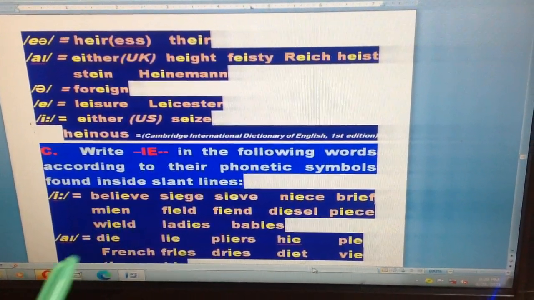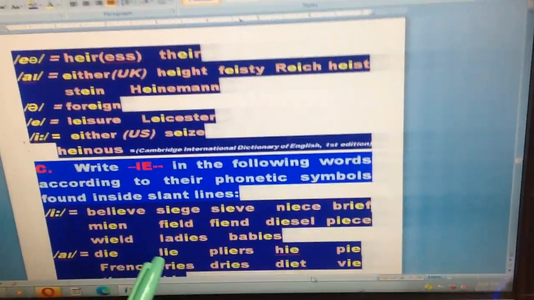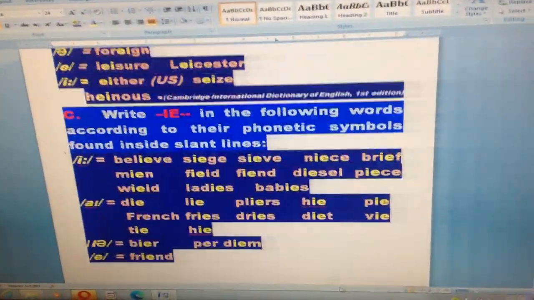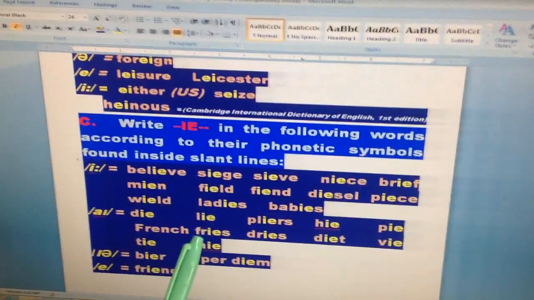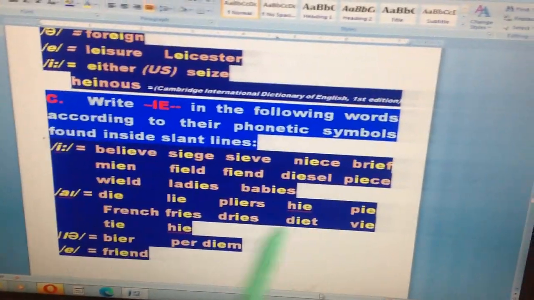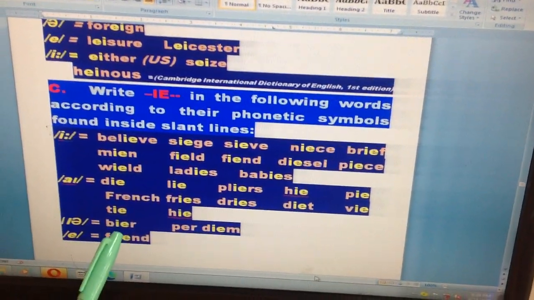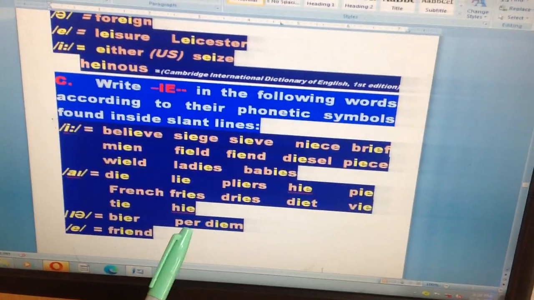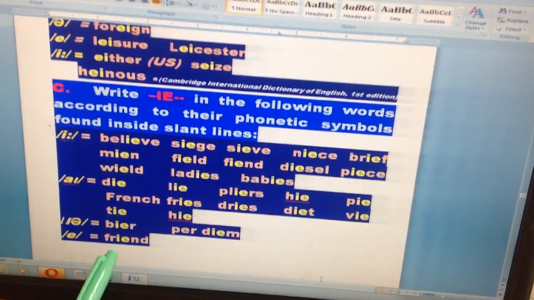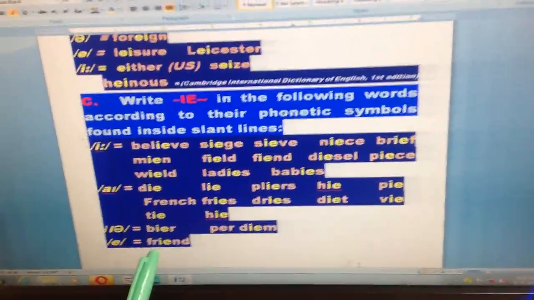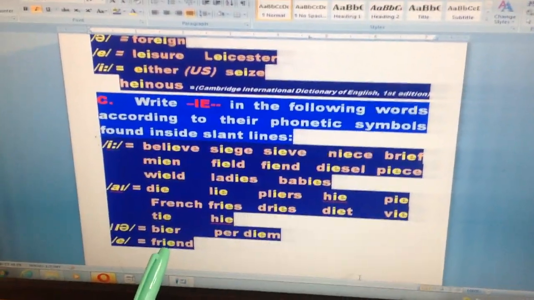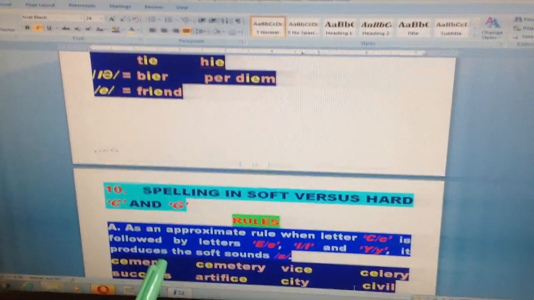When I-E sounds I, we also have that kind of spelling I-E. Die, lie, pliers, and so on. Then also ear, all right? Beer, per diem, and so on. It can also sound like you say friend, my friend, okay? I being silent in that spelling.